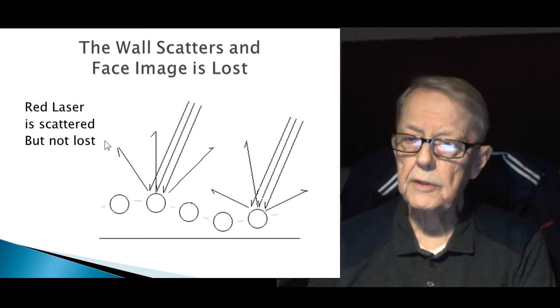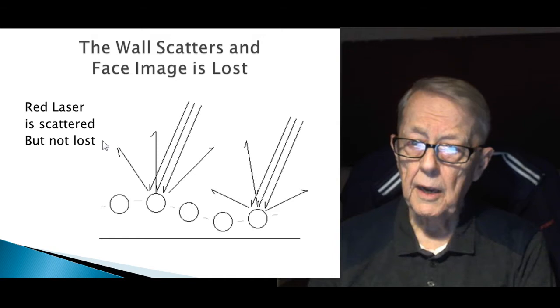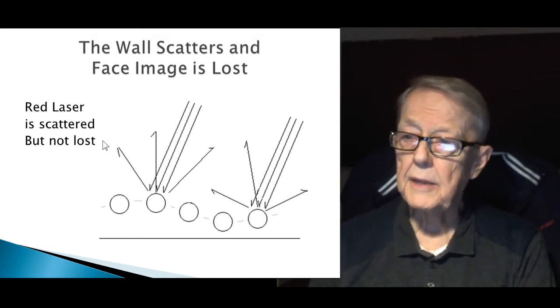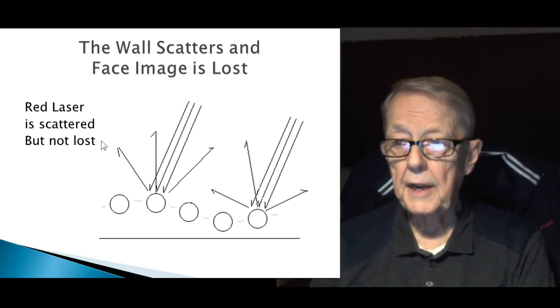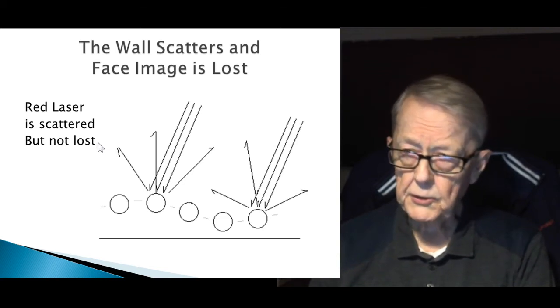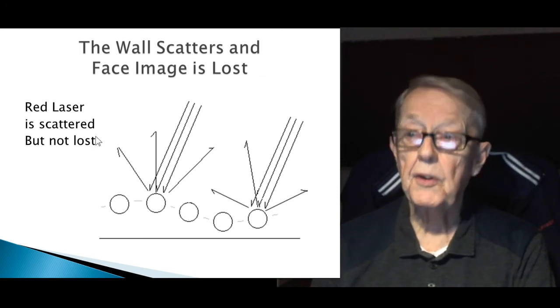It's reflection. Both the mirror and this one are reflection, but there is scattering at the same time. We tend to think of reflection as angle in, angle out. Scattering is angle in. It has a different angle out.